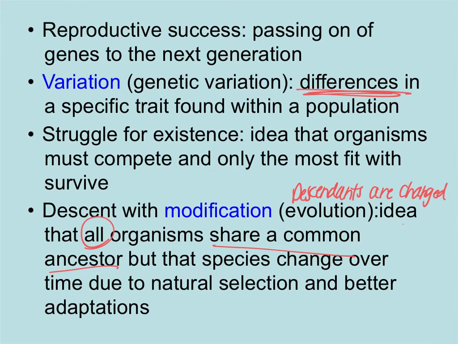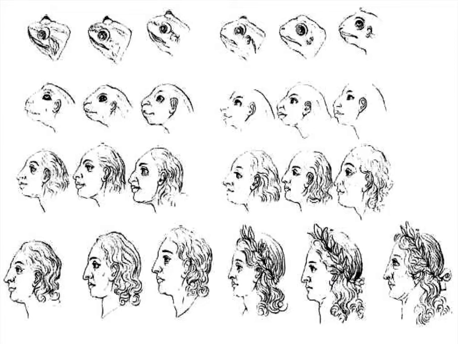So with descent with modification, the idea is that all the organisms, all the living things came from a common ancestor. But as environments were different, nature selected the best adaptation. So whoever was the best adapted, we saw those adaptations more often in the resulting species or the descendants. If you take a look at this picture, this is showing the idea that frogs and humans came from the same ancestor, that all living things would have come from a common ancestor.